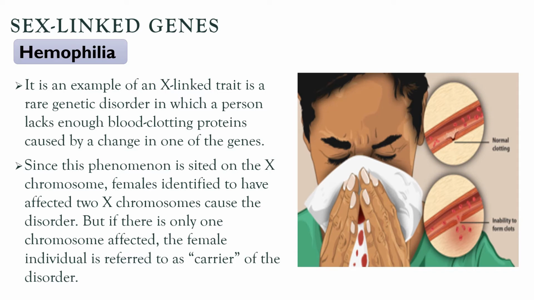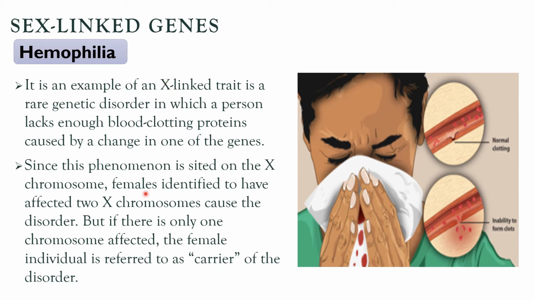Hemophilia is an example of an X-linked trait. It is a rare genetic disorder in which a person lacks enough blood clotting proteins, caused by a change in one of the genes. Since this gene is located on the X chromosome, a female identified to have two affected X chromosomes has the disorder. But if only one chromosome is affected, the female individual is referred to as a carrier of the disorder. So hemophilia is a kind of disease that is carried by the X.